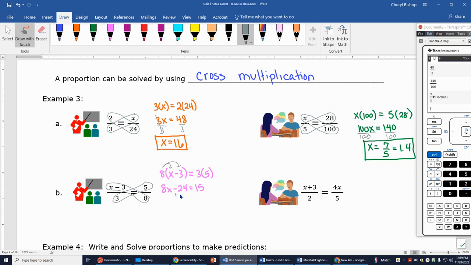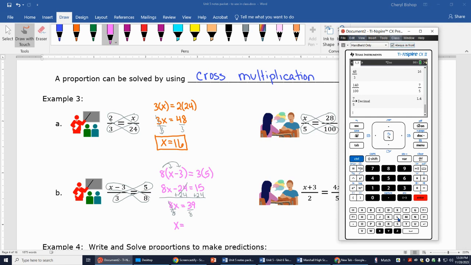I'm going to add 24 to both sides. When I do that, I'll get 8x equals 39. When I divide by 8, I'm going to get x equals 39 divided by 8. That's not going to reduce, I don't think, but we can check it. 39 divided by 8 is 39/8. Again, if you wanted to turn that into a decimal, menu 2-1, 4.875.